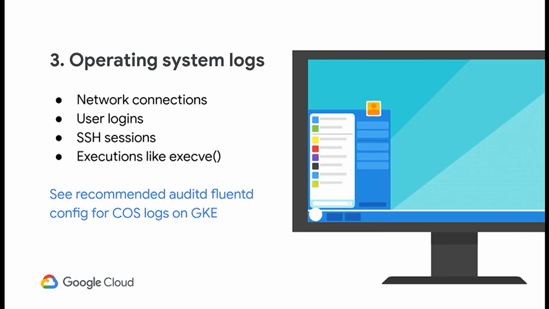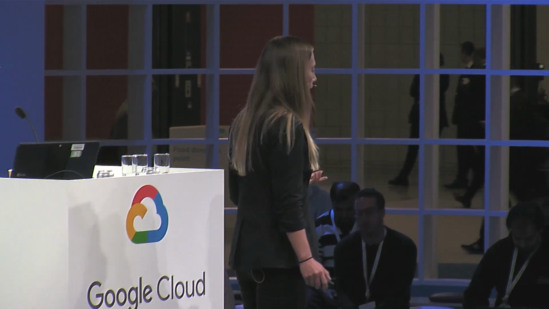Now, operating system logs. When I'm talking about operating system logs, I'm talking about the operating system on your node, not the operating system of your container. This contains information like network connections, user logins, and certain executions, like maybe how Docker is executing the containers.